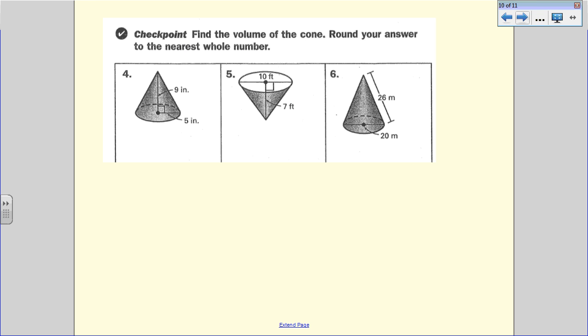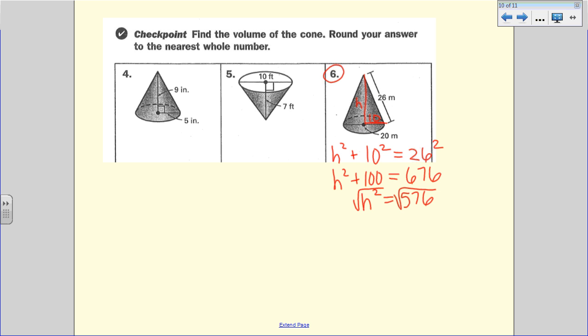So for number 4, we want you guys to find the volume of the cone. I'm going to do number 6 with you guys just to give us another practice there. We need to find this height, and so I need to do Pythagorean theorem. So I know H squared plus 10 squared. I have to take just the radius. And so if the diameter is 20, this is 10. And that's going to equal 26 squared. So this is H squared plus 100 is equal to 676. We minus 100, and then we take the square root. So we take the square root of 576, and we get H is equal to 24. So I know that my H value is 24 meters.